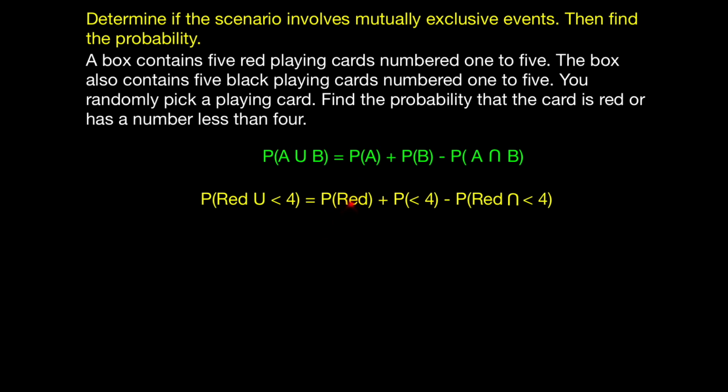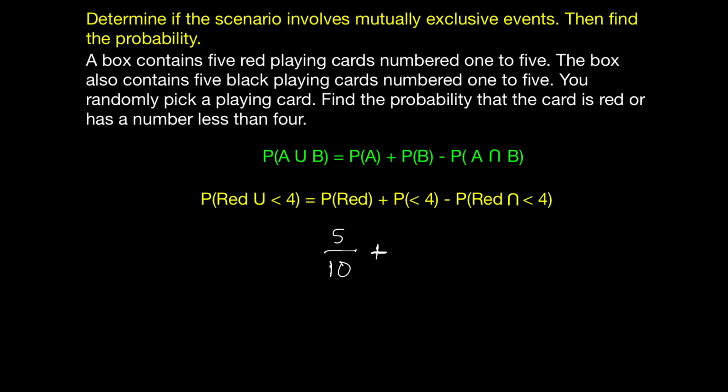So in this case, the probability of red, I have 5 red playing cards, and then I have a total of 10 cards because I also have 5 black playing cards. So the 5 black plus the 5 red gives me a total outcome of 10. 10 is the sample space, all of my possibilities. So I'm going to add this to the probability of getting a card that's less than 4.